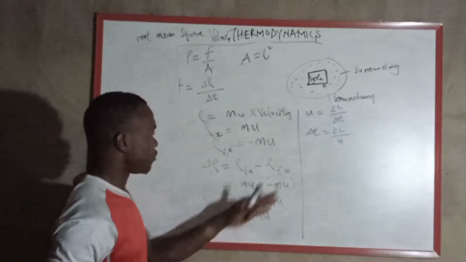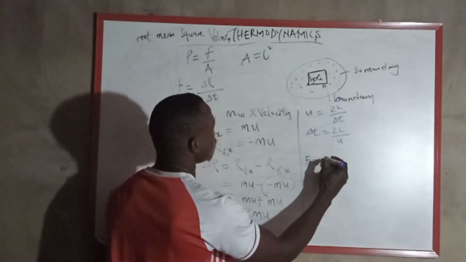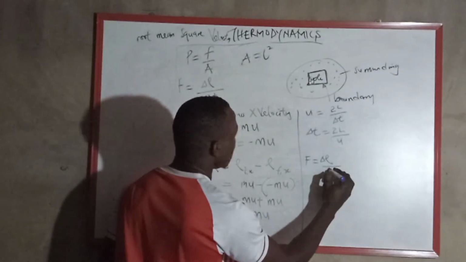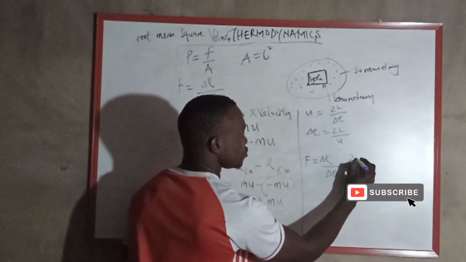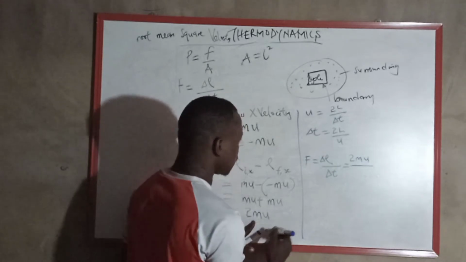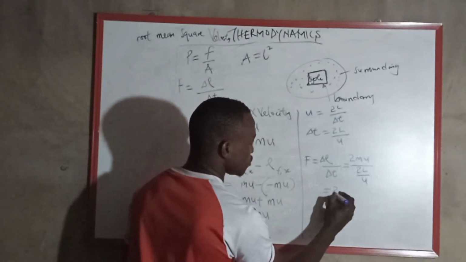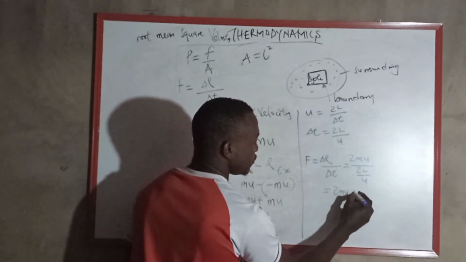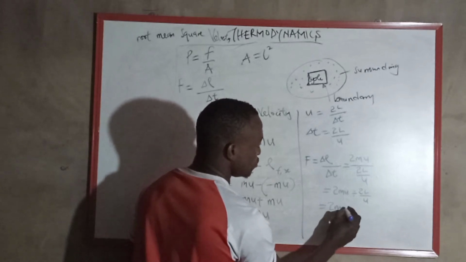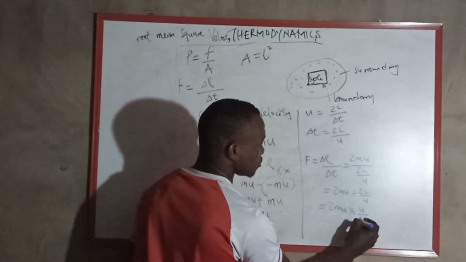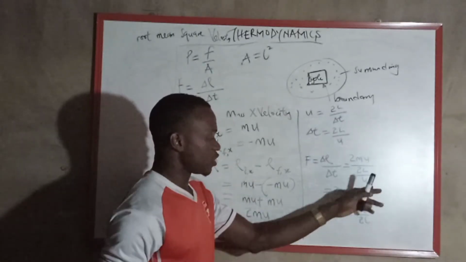So automatically now, for our force, we already have change in momentum and change in time. So we can put these two formulas into our force here. So our force is equal to change in momentum over change in time. What is our change in momentum? 2mu. What's our change in time? 2l over u. So we have 2mu divided by 2l over u, same thing as 2mu times u over 2l.